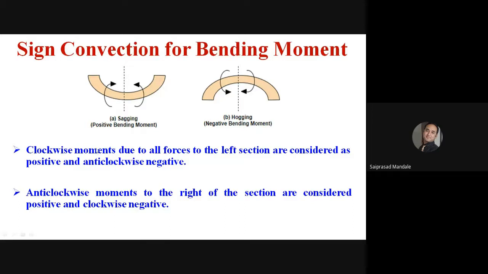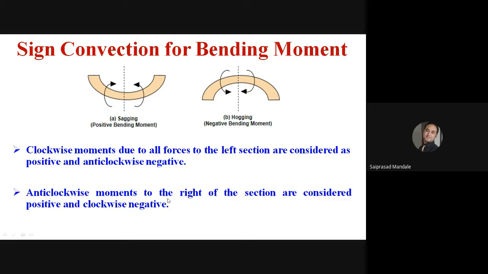Clockwise moment due to all forces to the left of the section is considered positive. Clockwise means the moment which is rotating in the clockwise direction, like this arrow. So the moment to the left side of the section is considered positive if clockwise and negative if anti-clockwise. It is clockwise, so it is positive. If it is anti-clockwise, it is negative.